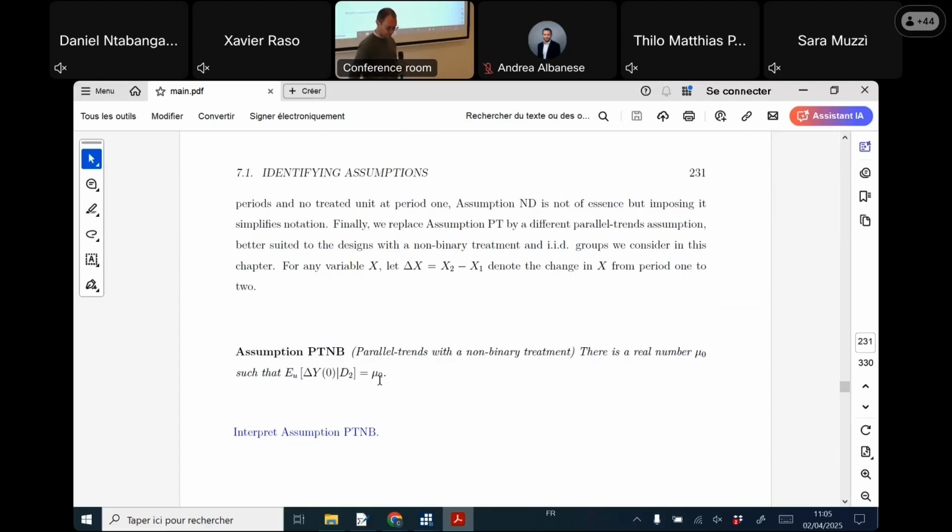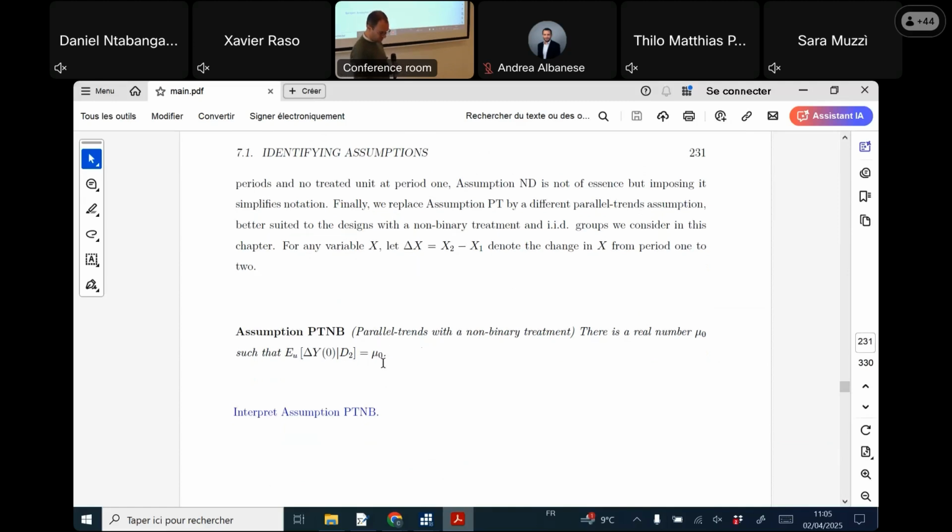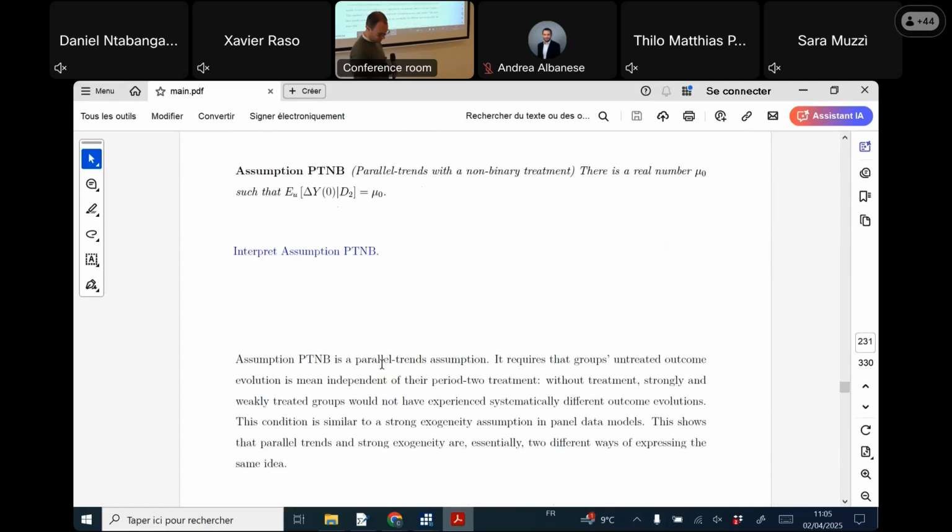And so actually, for those of you who've studied panel data models, this is really exactly the same thing as the strong exogeneity condition in panel data models. That's an aside, but it shows that there is obviously a very strong connection between classical panel data econometrics and Diff-in-diffs, in the sense that you can think of parallel trends and strong exogeneity as being essentially the same thing, just two different ways of saying the same thing.